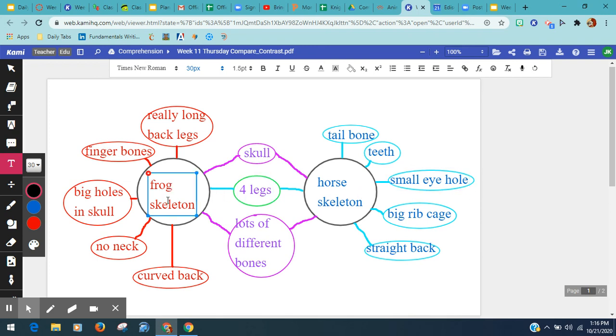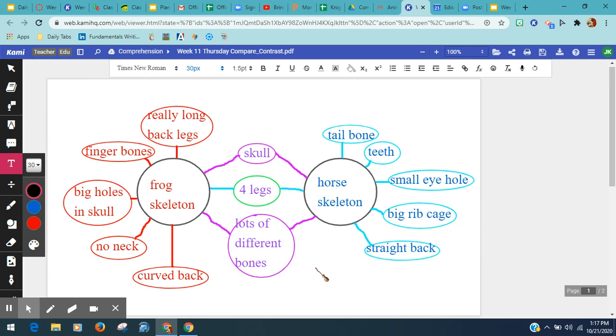I could say the frog skeleton has finger bones, but the horse skeleton has a tailbone. I could say the frog skeleton has really long back legs, but the horse skeleton has a really big rib cage. I could say the frog skeleton has no neck, but the horse skeleton, oh, I didn't write neck, does. He's got a long neck. I could have written that there and I didn't. So I'm only picking one frog idea and one horse idea and making a compound sentence with those.